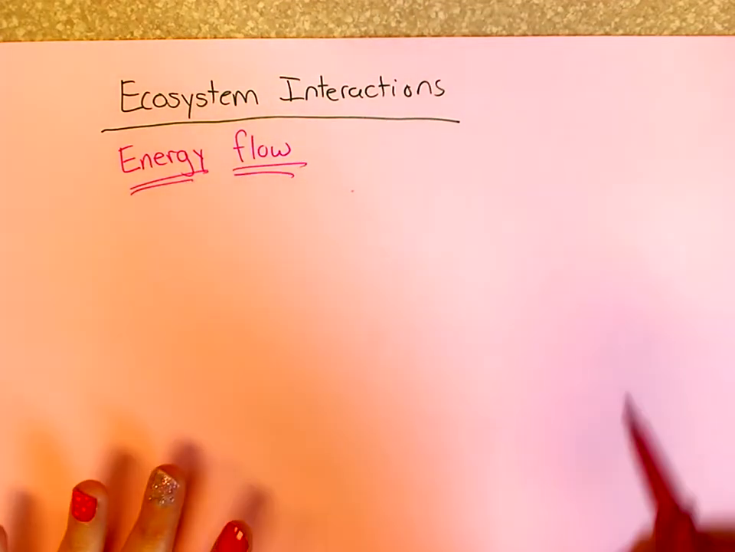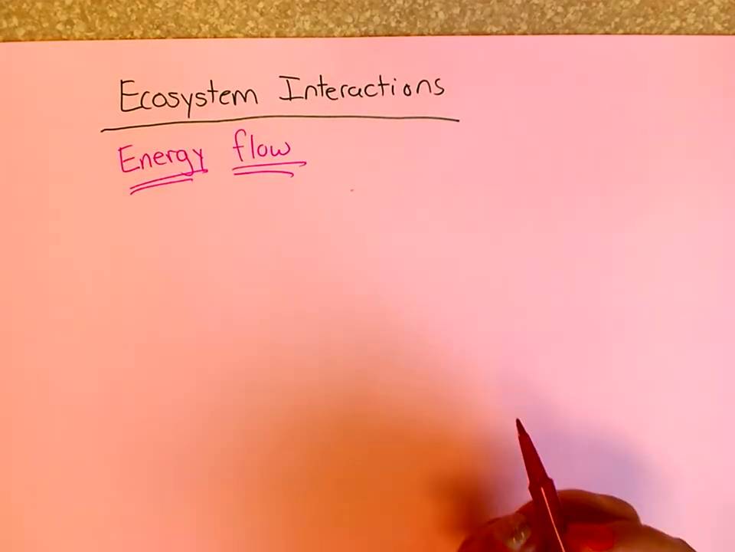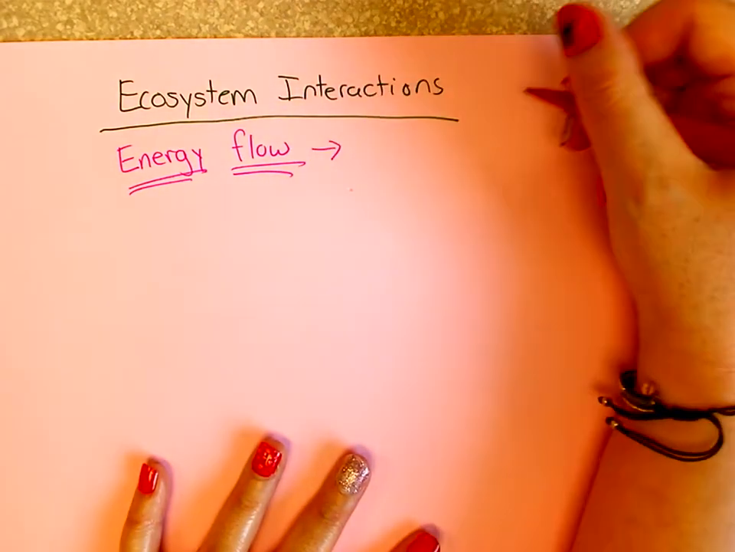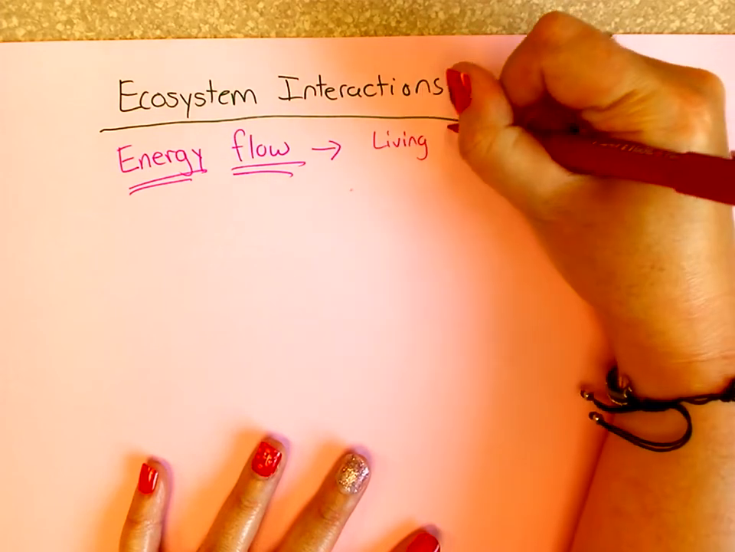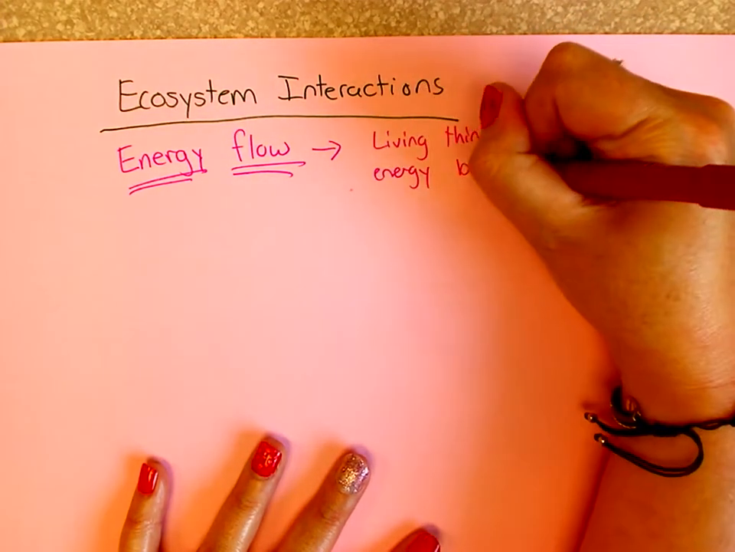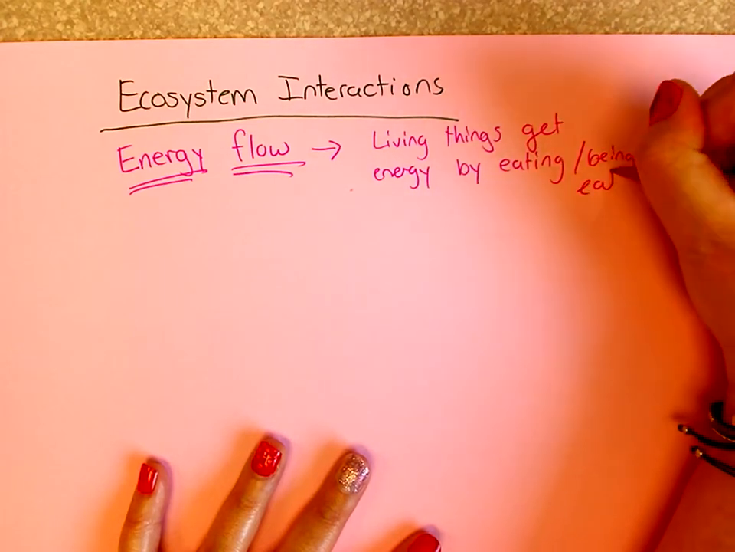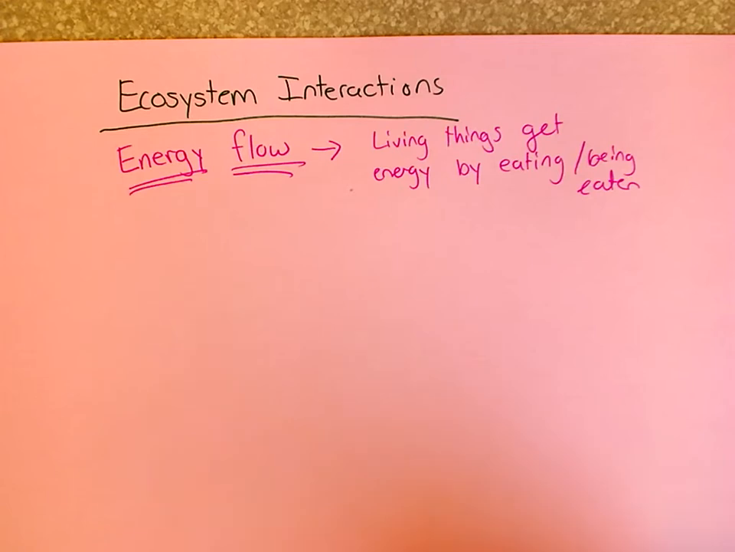So basically, in order to do anything, in order to make any sort of change, living things have to obtain energy. They have to get energy. So living things get energy by eating and being eaten. That's something I'm going to write down because that's really important. They get energy by eating and being eaten. So energy does flow through the living things of an ecosystem.